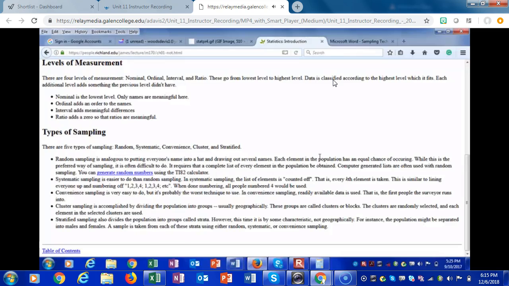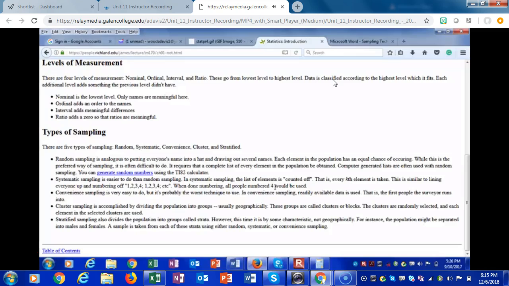Random sampling says each element in the population has an equal chance of occurring. Going back to the classroom of 30 people, random sampling says I'm putting everybody's name in the hat. So all 30 people's names are going to go in that hat, and then I'm going to draw out of that hat. So I know it has 30 students in it, but I don't know which of the 30 students I'm going to pick out.